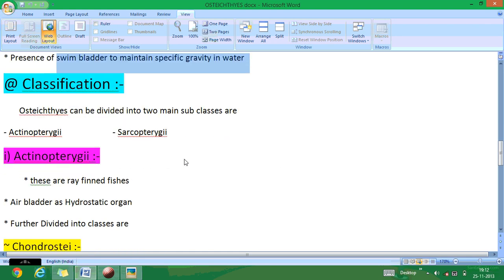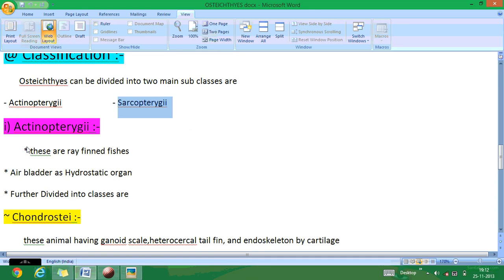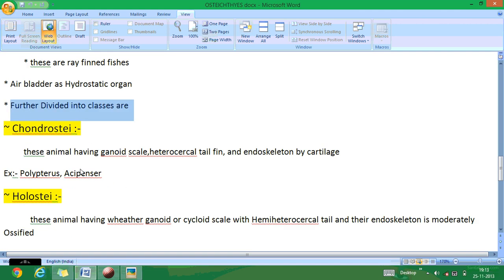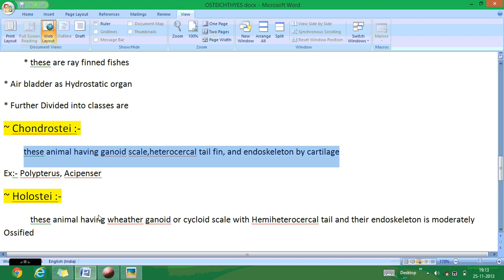Classification of Osteichthyes. They are divided into two main subclasses, Actinopterygii and Sarcopterygii. Actinopterygii are the ray-finned fishes. They have a bladder as a hydrostatic organ. They are further divided into classes, Chondrostei. These are those having ganoid scales, heterocercal tail fin and endoskeleton of cartilage. The examples are Polypterus and Acipenser.